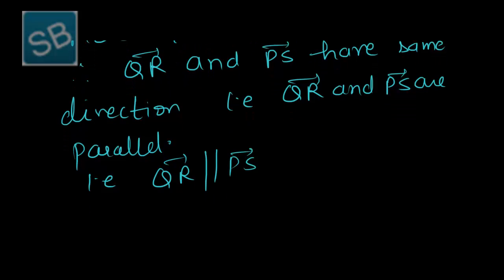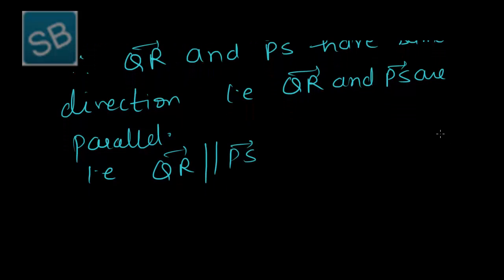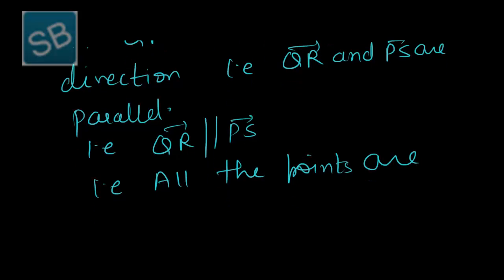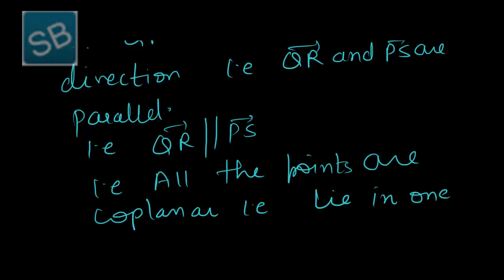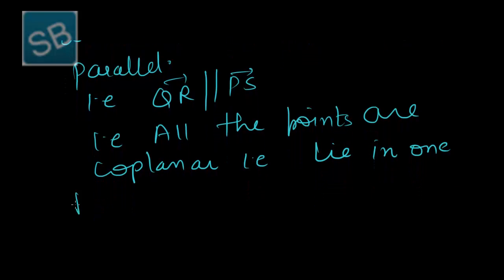As we have QR parallel to PS and PQ parallel to SR, that means all the points are coplanar, that is, they lie in one plane. Now we will check which type of quadrilateral is formed.